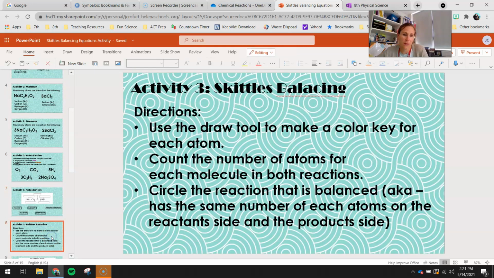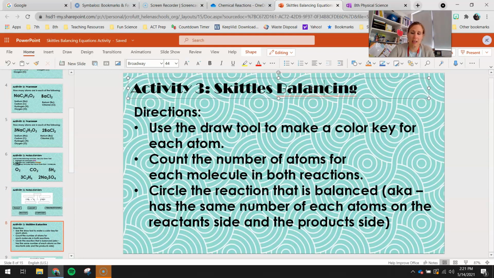All right, let's get to the beef of this assignment. So this is called the Skittles balancing activity. Again, usually I get to do this on paper, and since I have DLI kids, you guys can't use Skittles to do this. We're going to use the draw tool instead. Yay! All right, your directions.